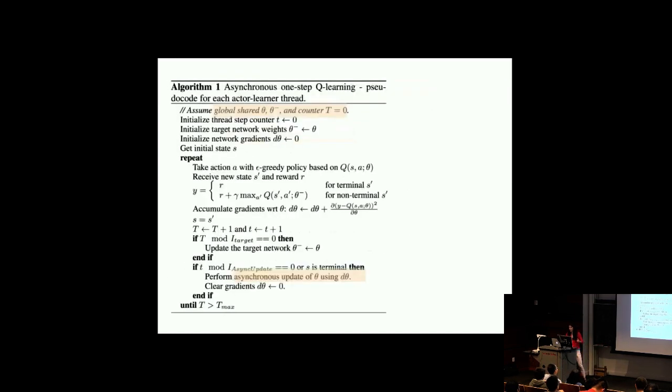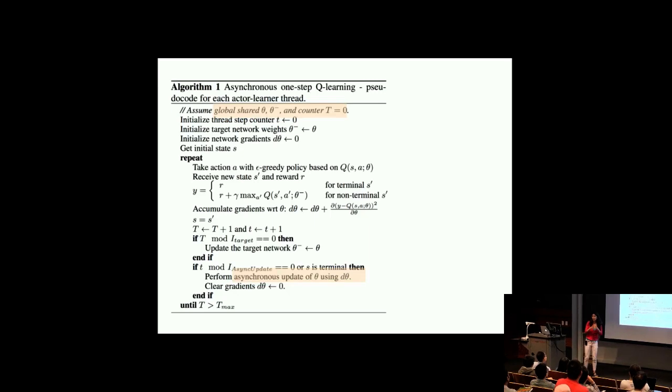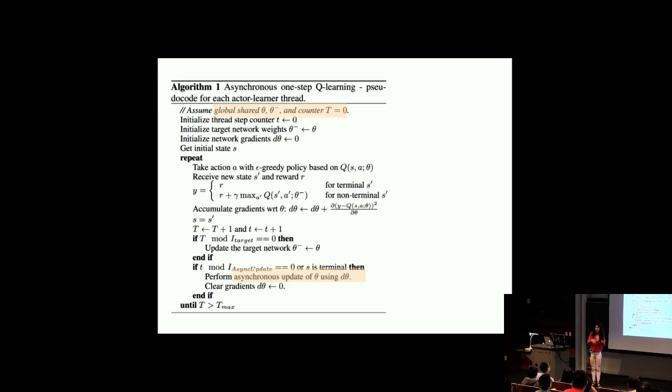So let's see what an asynchronous version of deep Q-learning looks like. This is the pseudocode that runs on each agent in each thread. Remember, we have two versions of the network, theta and theta minus. The one is the stable one that is updated periodically and that we compute the targets from, and the other is where we take the gradients.